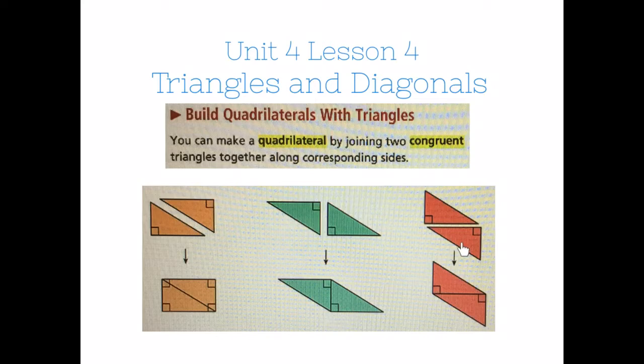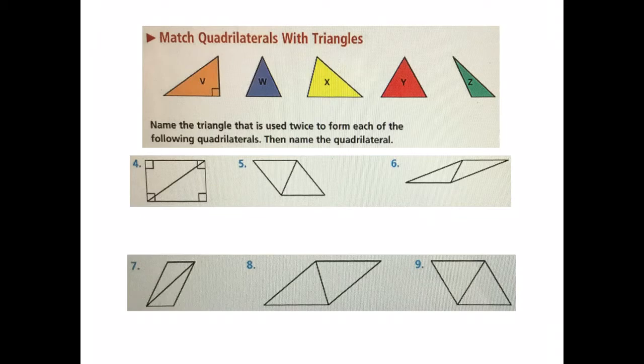You could also put together those two congruent triangles by lining up the right angles on opposite sides on their longer side. And that would create another type of parallelogram that looks a little bit different. So here you can see how joining two congruent triangles can create quadrilaterals. Here we're going to see a variety of different quadrilaterals that have been joined by two congruent triangles. So basically those two congruent triangles joined together have created a new quadrilateral.